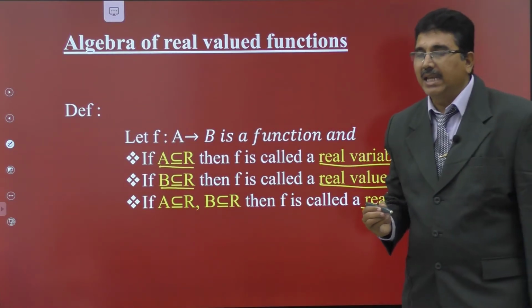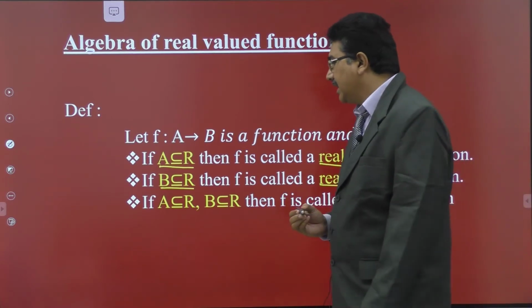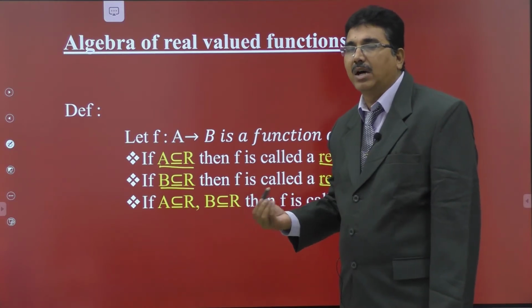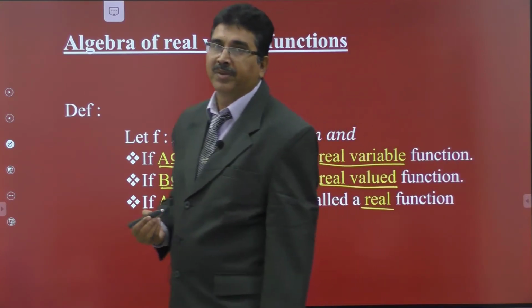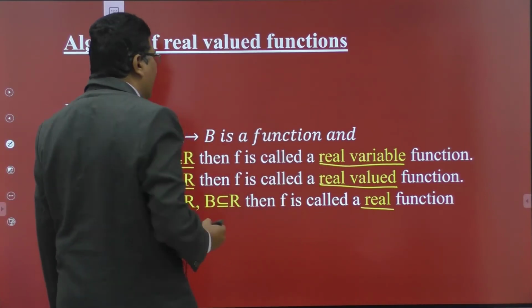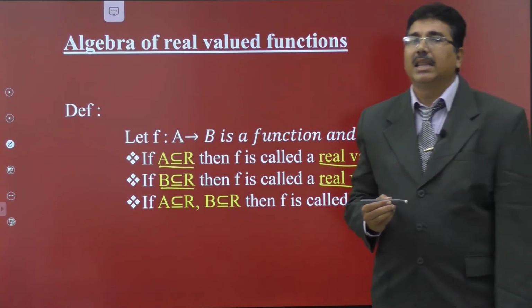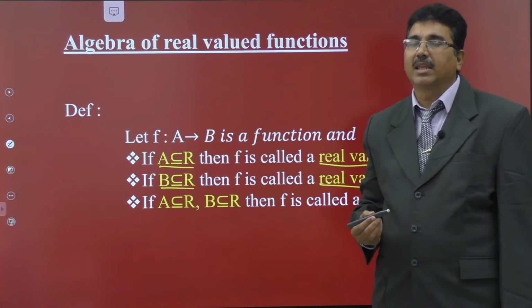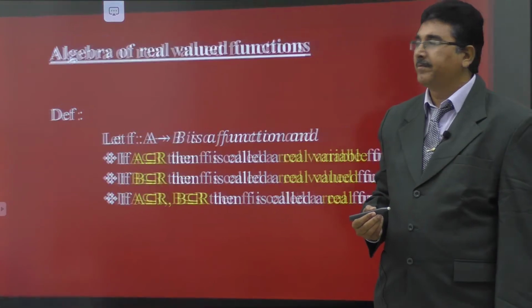in this case f is called a real valued function. Now, in the third case, both domain and codomain are subsets of R. In this case, f is called a real function. So, if the domain is a subset of R, it is real variable. If the codomain is a subset of R, it is called real valued. If both the domain and the codomain are subsets of R, f is said to be a real function.